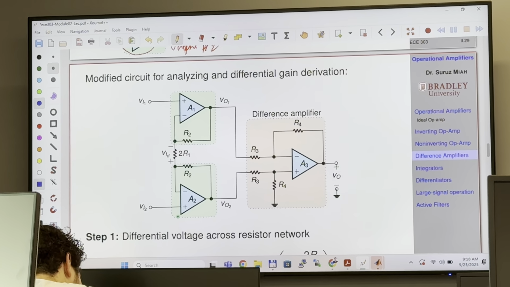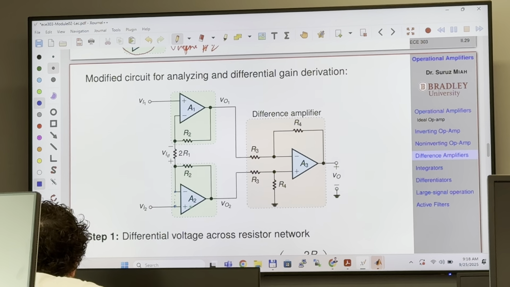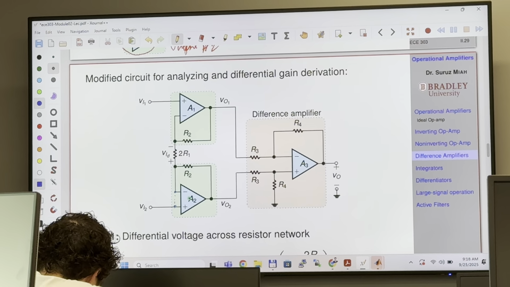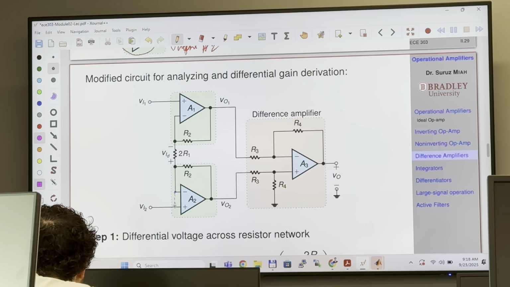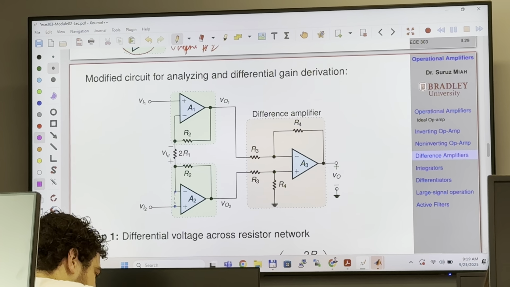Now, tell me, what is the voltage difference between these two terminals? We have been talking about it for two lectures. Zero. It's a piece of wire. You can think of this as a piece of wire or a virtual short. What is the voltage difference between these two terminals? It's going to be zero as well.